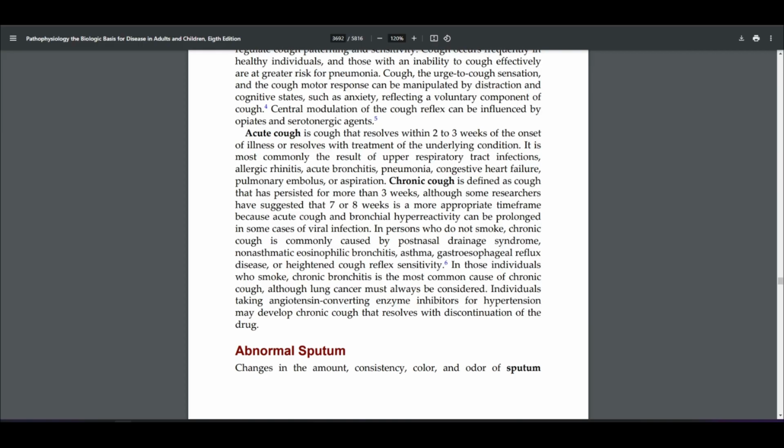In those individuals who do smoke, however, chronic bronchitis is the most common cause of chronic cough, although lung cancer must always be considered. Individuals taking an angiotensin-converting enzyme inhibitor for their hypertension may develop a chronic cough that resolves when those drugs are discontinued.